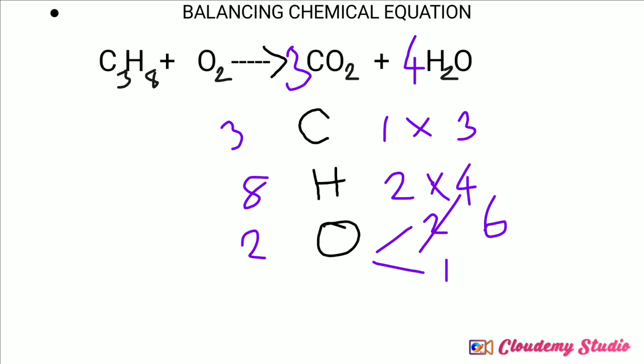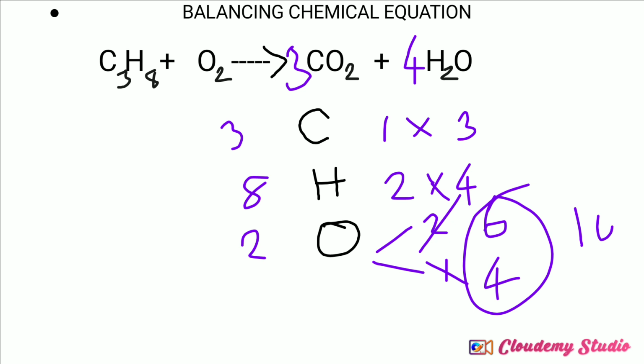So when we write 4 as a coefficient for water, this 4 belongs to hydrogen as well as oxygen. As a result, the number of oxygen atoms at the right hand side will change. Previously it was 1. Now because of the coefficient, 1 times 4 is equal to 4. So now it turns to 4 times at the right hand side. So the total number of oxygen atoms at the right hand side, 6 plus 4, is equal to 10.